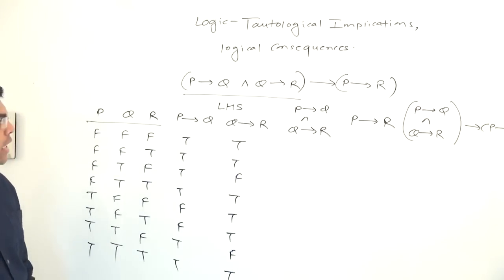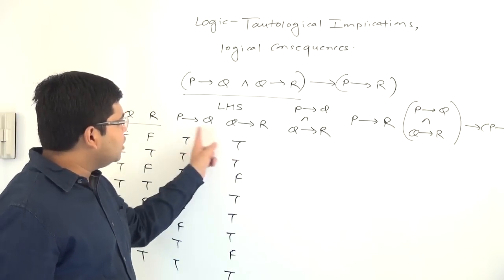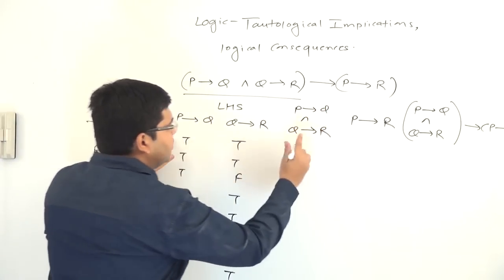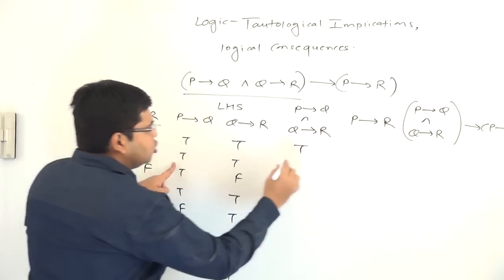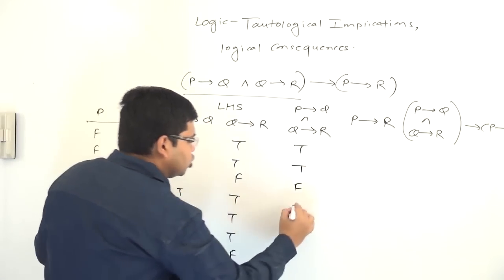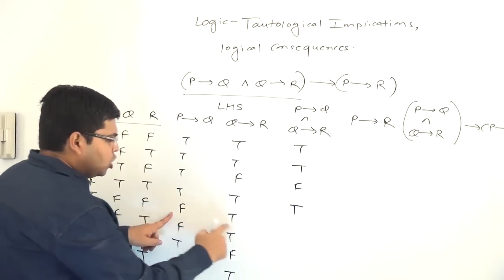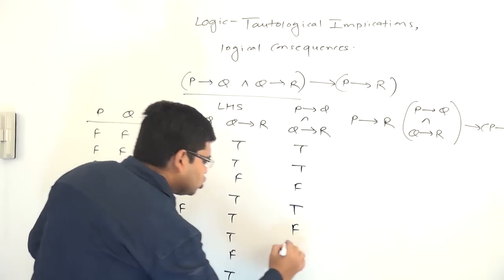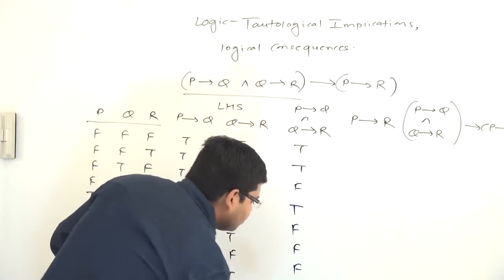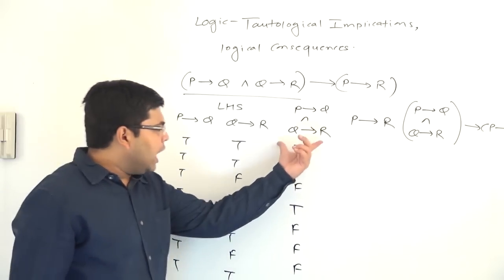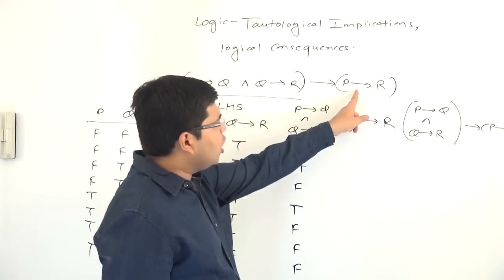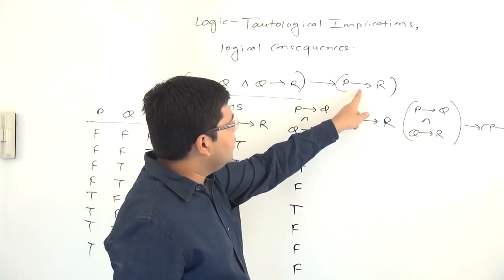And finally, we need to take the AND of these two columns, P implies Q and Q implies R. So true and true will be true. True and true will again be true. True and false is false. True and true is true. False, true, false, false, true, false, true, false, false, true, true, true. So we are done with the column for the left hand side, and after that we will draw the column for the right hand side, which is P implies R.